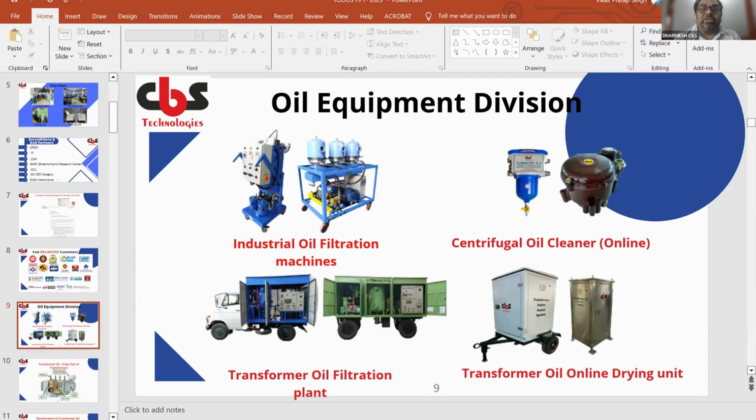Besides this online system, we have a whole range of filtration machines, from industrial oil to centrifugal oil cleaners, for different offline systems ranging from 250 liters per hour to 25,000 liters per hour. Then for retrofitment, we have the transformer oil online system. We are also a registered vendor of PGCIL for this online system, approved by PGCIL. Now I'll come to the basic things.